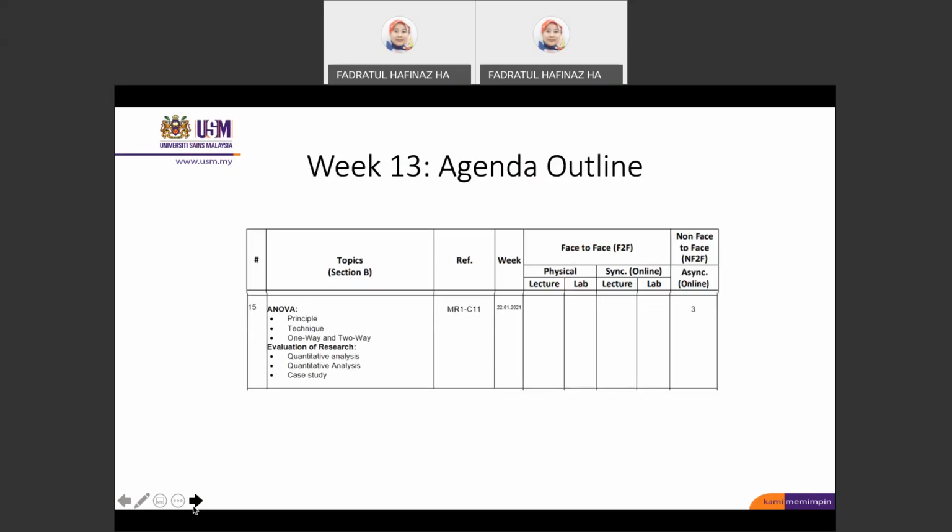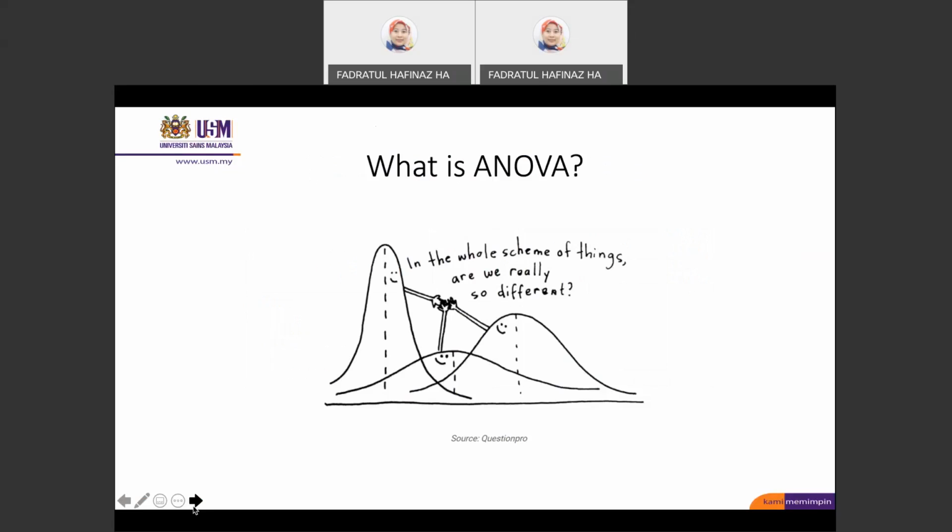For today, we are going to cover two topics under ANOVA, which is the ANOVA and also the evaluation of the research. Now, we start with a question. What exactly is the ANOVA? What is the ANOVA itself?